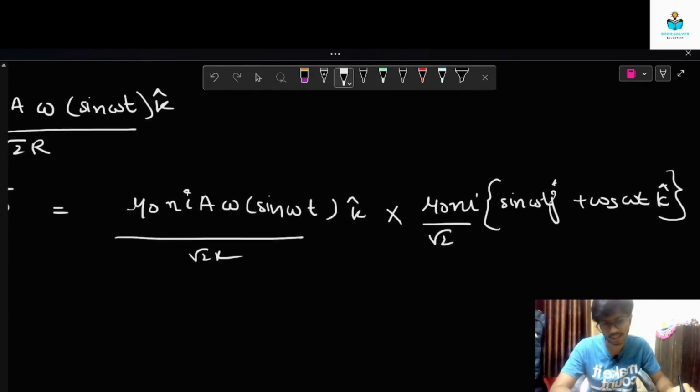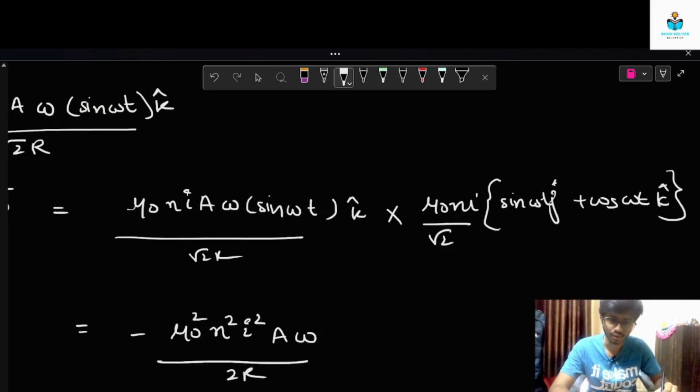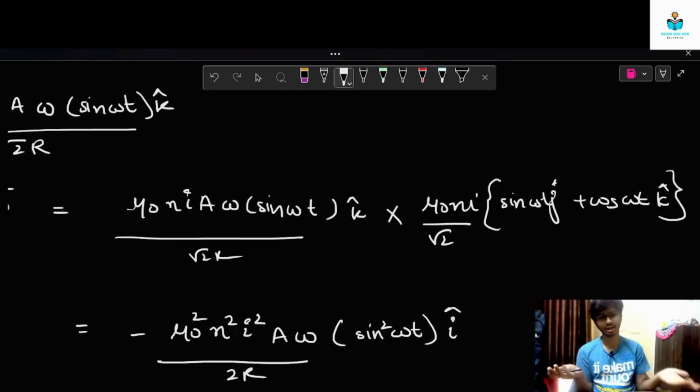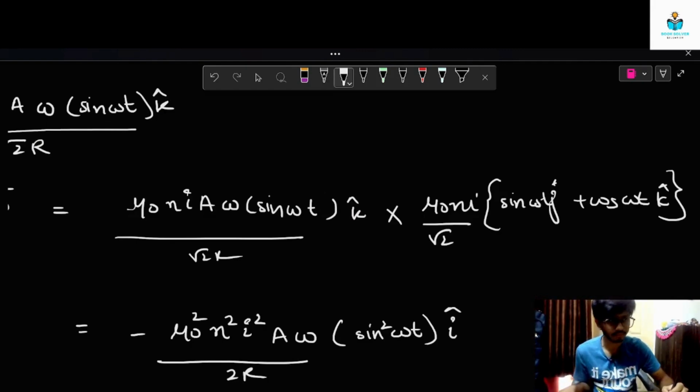So k cap cross k cap will be 0, and k cap cross j cap will be minus i cap. So this is basically minus mu naught square n square I square A omega by 2R sine square omega t i cap. Use the right hand thumb rule, k cross j gives negative of i cap. So I put that over there and we got that.